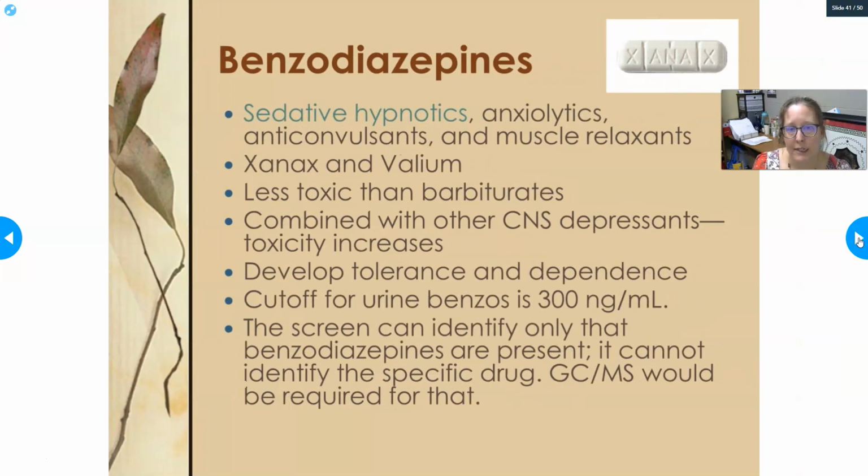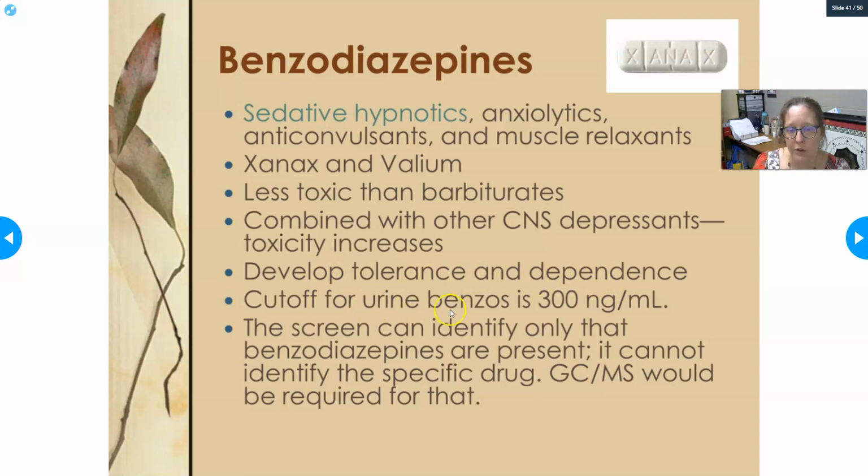Benzodiazepines are sedative hypnotics. They're anxiolytics, so again, can control anxiety. They're also anticonvulsants, so they can control seizures, and they are muscle relaxants. This is Xanax and Valium. Those are two big names of them. There are more than that. They are less toxic than barbiturates, which is why they're being used more than barbiturates now. If they are combined with other central nervous system depressants, the toxicity increases. So these are some that you would not want to pair with alcohol. They can cause the development of tolerance and dependence on these benzodiazepines.